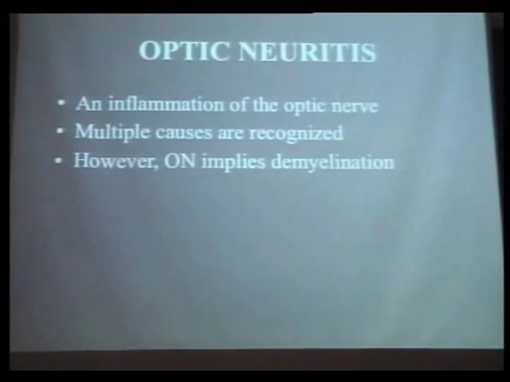However, I think it's fair to say that in the United States and probably in most of the world where the disease is prevalent, when we talk to each other about optic neuritis, we're talking about demyelination. We're talking about the optic neuritis that accompanies multiple sclerosis. So that's what I'm going to talk about largely today. And I'm going to talk a little bit about how I approach a patient who has optic neuritis.